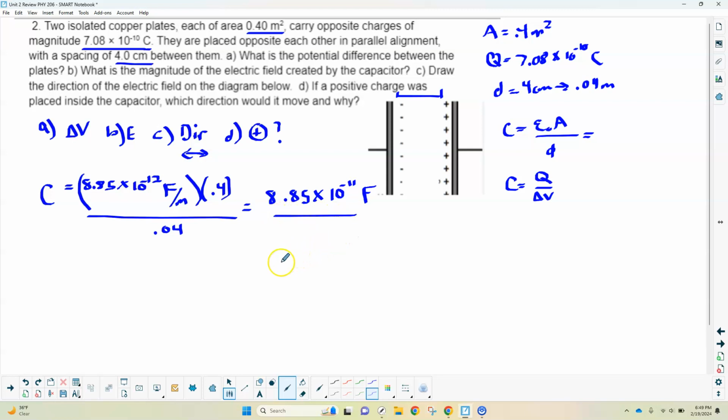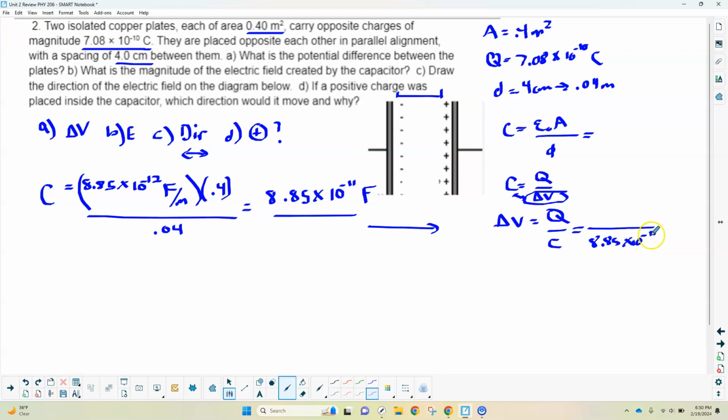So that's the capacitance, but that's not what it asks for. It actually asks for the potential difference. Potential difference is voltage. So we're going to take this equation and solve it for V. These just trade spots, so delta V equals Q over C. We're going to take this capacitance and put it on the bottom, the 8.85 times 10 to the negative 11th.